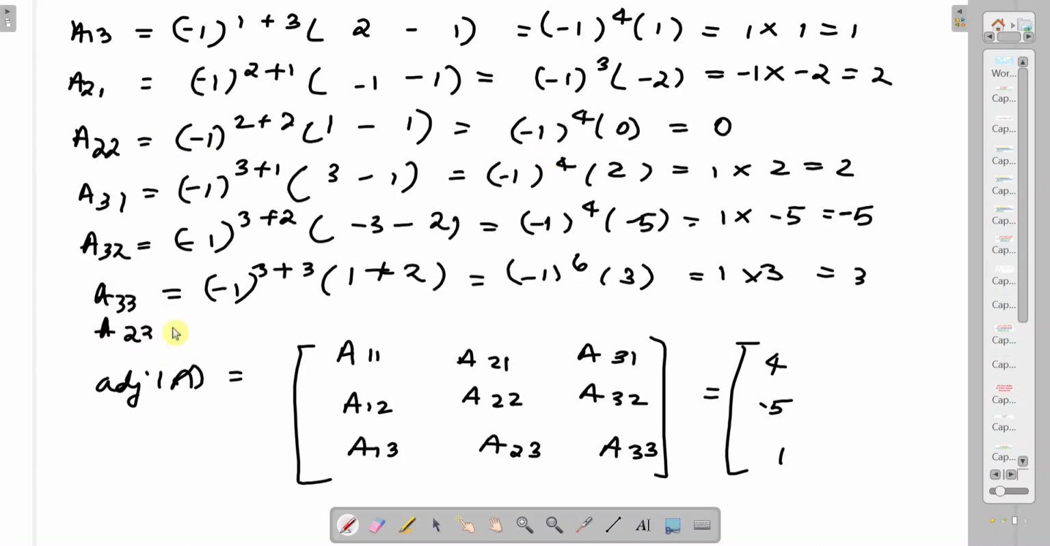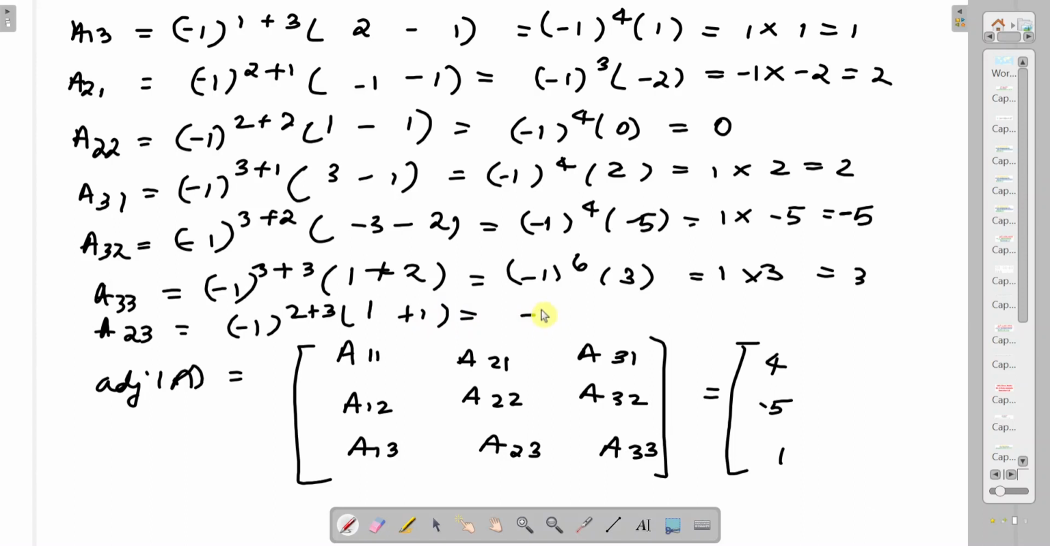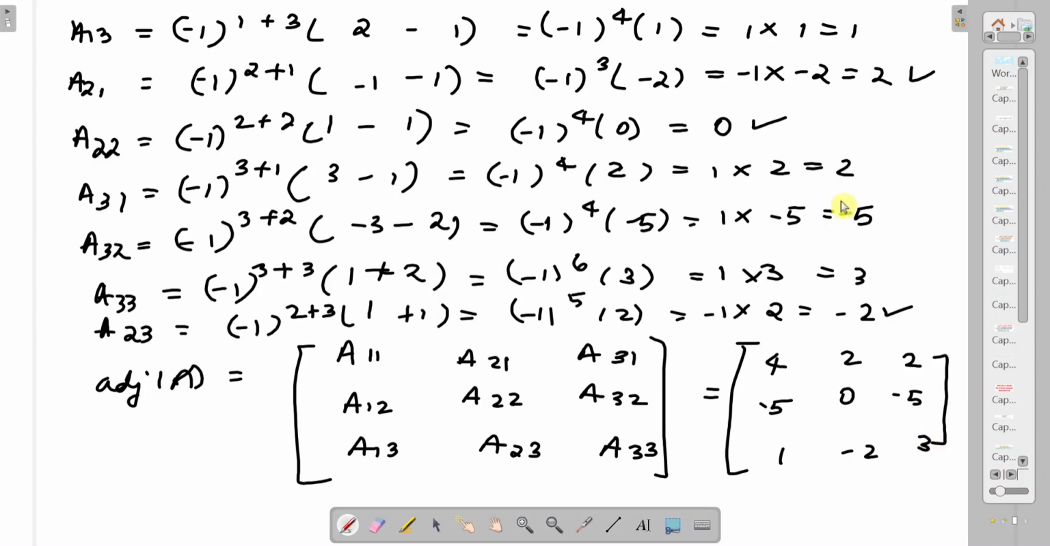Okay, A23 let us find. So minus 1 raised to 2 plus 3, you have to hide the second row and third column. So 1 times 1 is 1, and 1 times minus 1 is minus 1, but minus minus is plus 1. This will be equal to minus 1 raised to 5 times 2, which is minus 1 multiplied by 2, which is minus 2. So A21 is 2, A22 is 0, and A23 is minus 2. So 2 0 minus 2. Then A31, A32, A33, 2 minus 5 3. Okay, 2 minus 5 3.